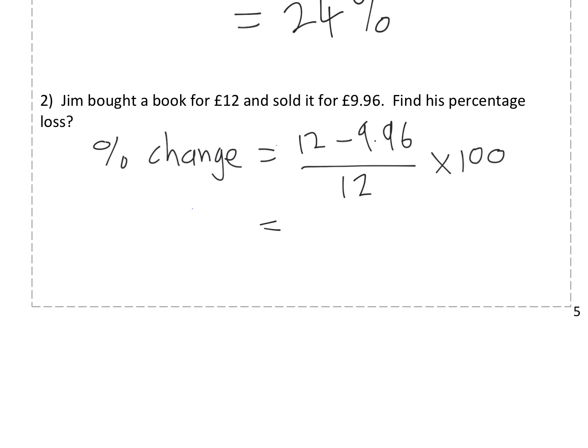So as I said, that was £2.04, 2.04, divided by 12 and multiplied by 100, and that gives you 17%. Again, a good check then would be to get your £12, reduce that by 17%, so that would be multiplying by 0.83, because that would take 17% off, and if you've done it right, that should give you £9.96.